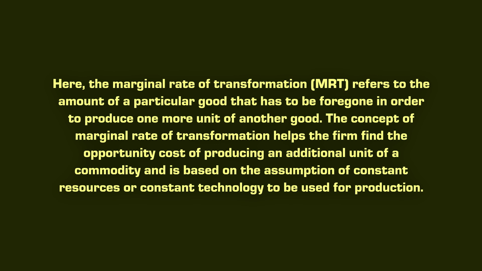The concept of marginal rate of transformation helps the firm find the opportunity cost of producing an additional unit of a commodity and is based on the assumption of constant resources or constant technology to be used for production. The marginal rate of substitution, which is MRS, on the other hand, is defined as the number of units of a commodity, let's say X, that a consumer will have to sacrifice in order to get one more unit of another commodity, let's assume Y. Assuming that the purchase of one good has to be made by cutting down some quantity of another good because the income of the consumer is constant.